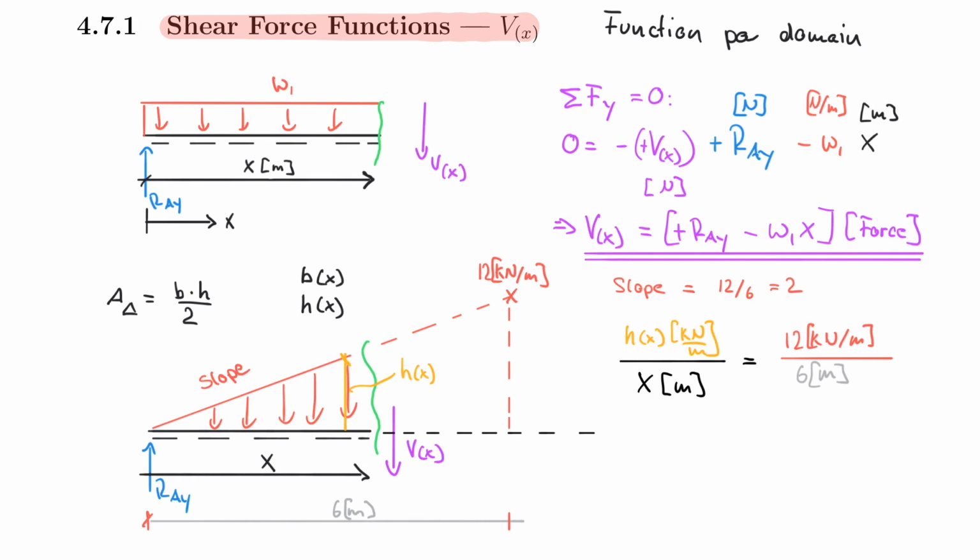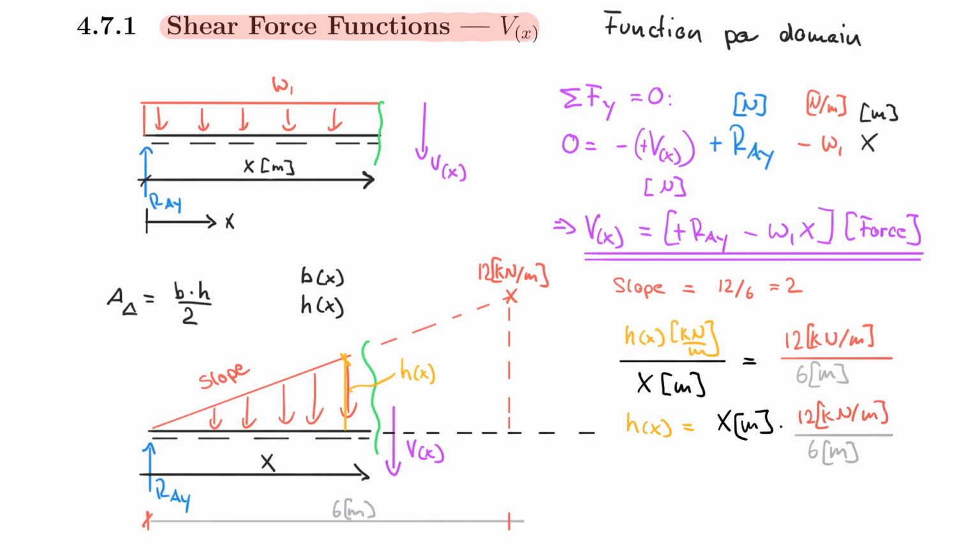And so now I have related this triangle to this triangle, and I can go ahead and actually rearrange for my height. So my height as a function of x is really equal to x meters multiplied by 12 kilonewton per meter, and the whole thing divided by the 6 meters. And so you see that we end up with a slope of 2, 12 divided by 6. Of course, we knew that already.